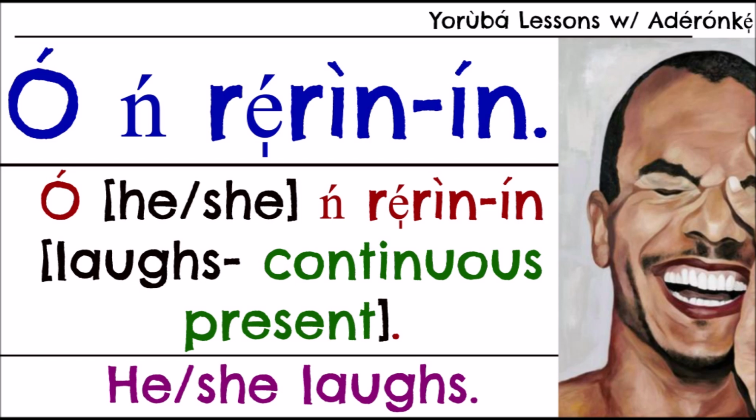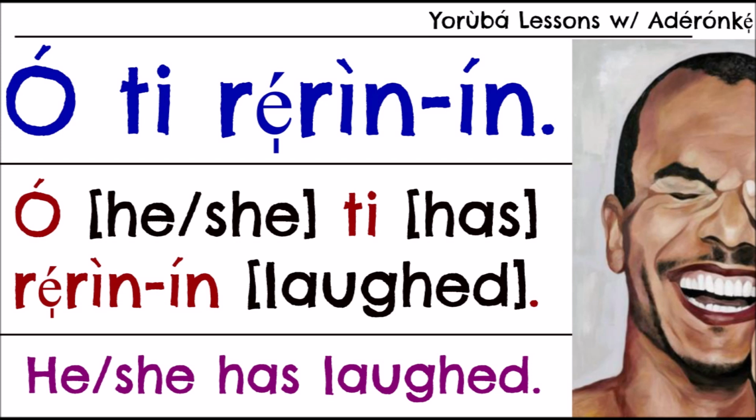Oreri. And moving on to the next one, especially now that we're on a roll, I don't want to spend far too much time on each slide. I feel like we get the pattern. At least we should get the pattern now. So the last one on O is he or she has or had laughed. So O ti rerin. O ti rerin is he or she has laughed or he or she had laughed.